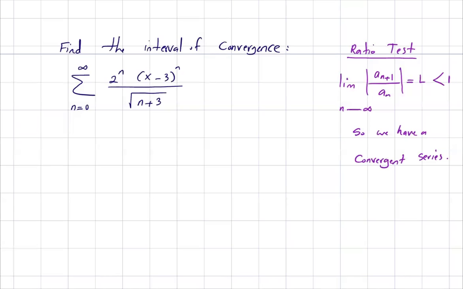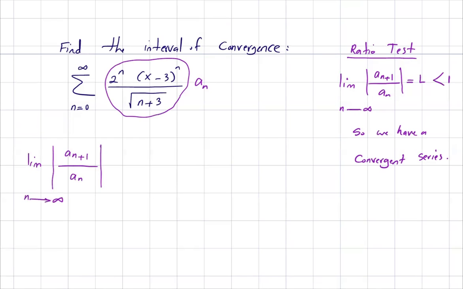Let us begin. This is your a_n. This is the general term. Everything that you see here is a_n. So we are finding the limit of the absolute value of a_(n+1) divided by a_n as n goes to infinity.